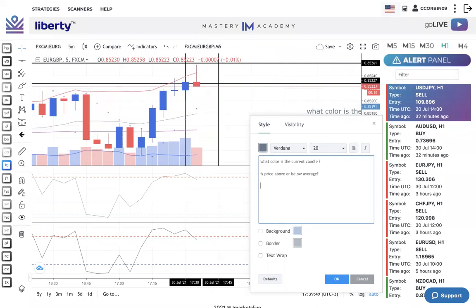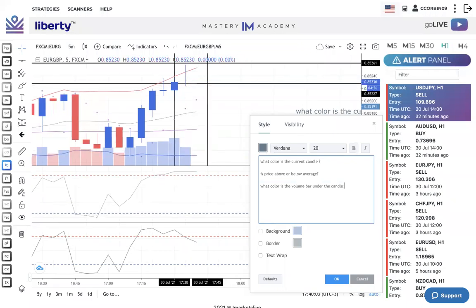So the third question we ask ourselves is, what color is the volume bar under the candle? And this should always be the same color as the candle, right? Because that's going to tell you that not only are the sellers in control, but the sellers actually have some power behind it. So think about the candle as who's in control, and the little volume bar as how much force they actually have behind what they're trying to do.